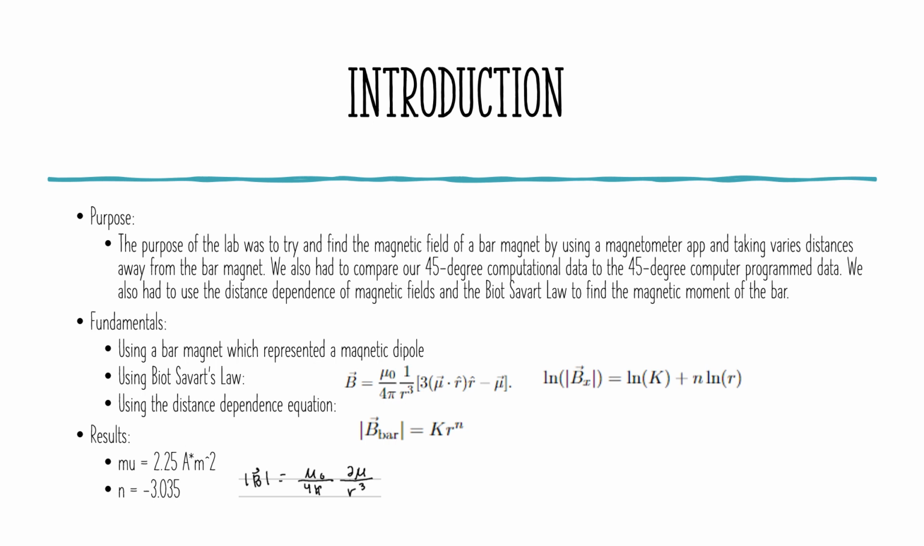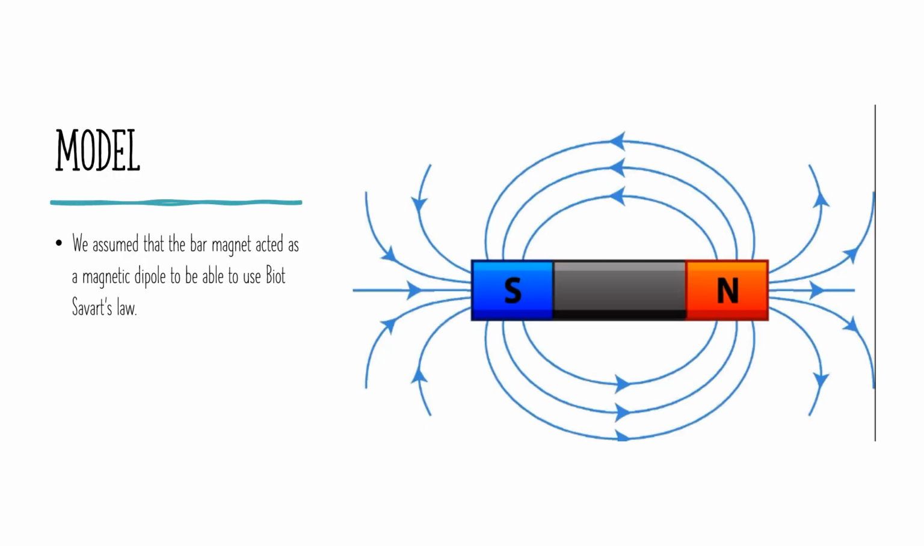of the bar. Some fundamentals were using a bar magnet, which represented a magnetic dipole, using Biot-Savart's law, and using the distance dependence equation. Down here we find the magnetic moment, which was 2.25, and n, which was the slope of our linearized data in the Excel sheet. Here's our model. We assume that the bar magnet acts as a magnetic dipole to be able to use the Biot-Savart law, and here's a representation of that.